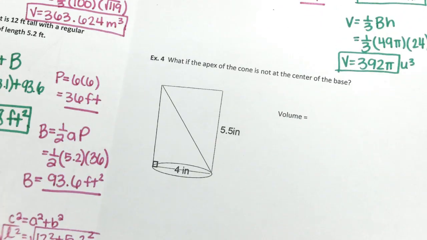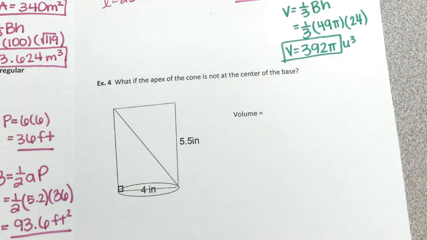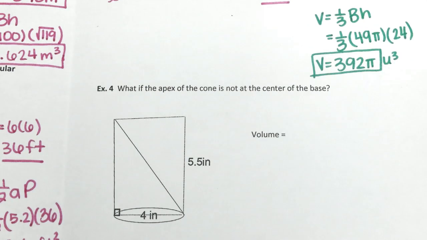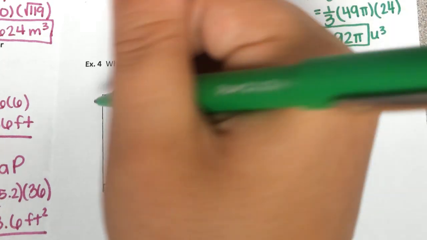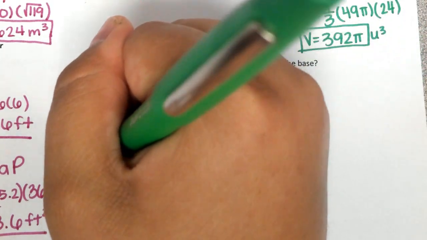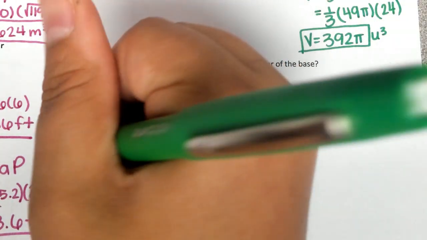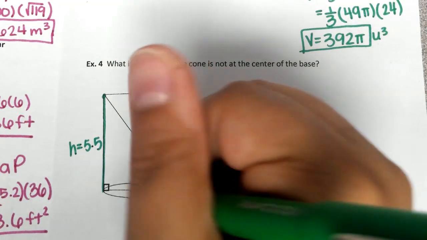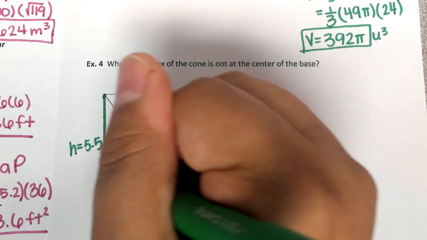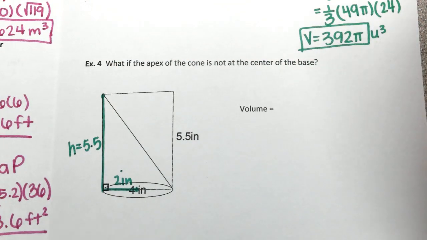So look up. What if the apex of a cone is not at the center? This right here tells me, what do I know looking at this cone? The height is 5.5. The height from your apex to your circle is 5.5. Do y'all agree with that? The radius is 2 inches. Do you agree with that? Okay, pause.